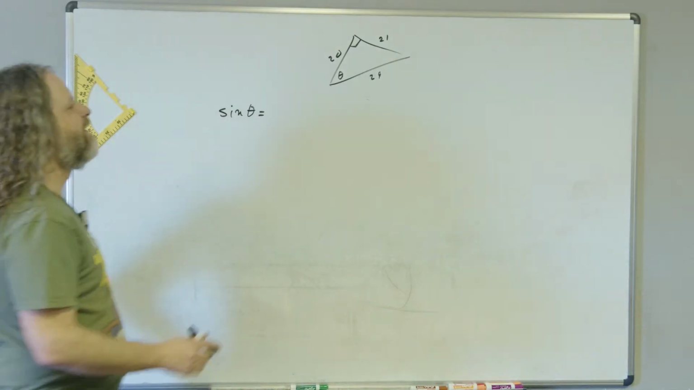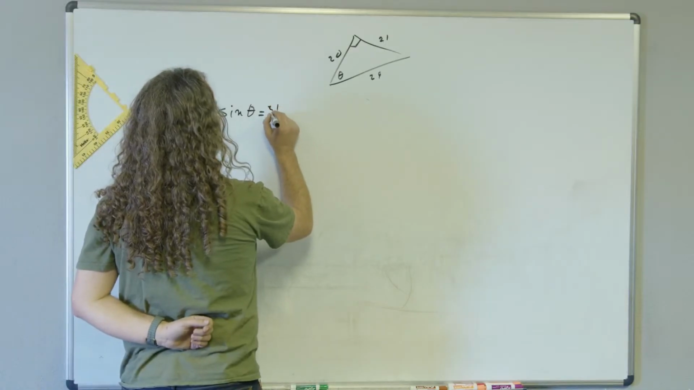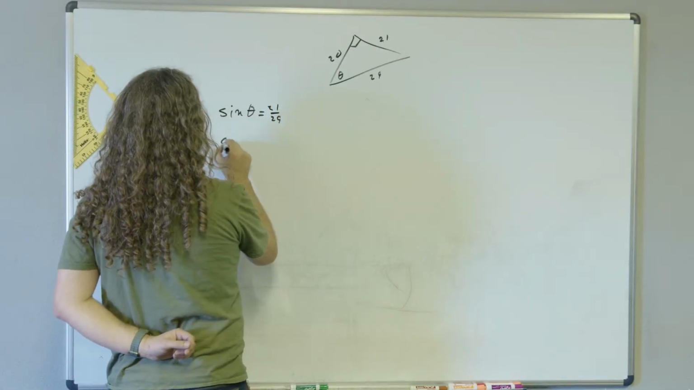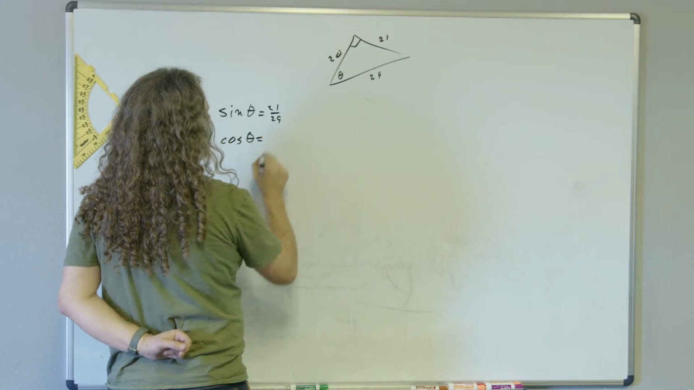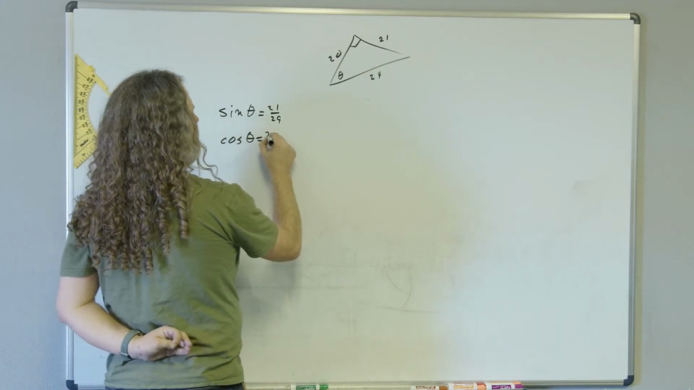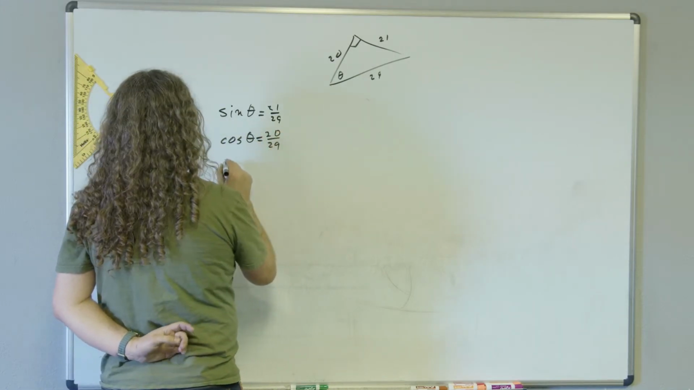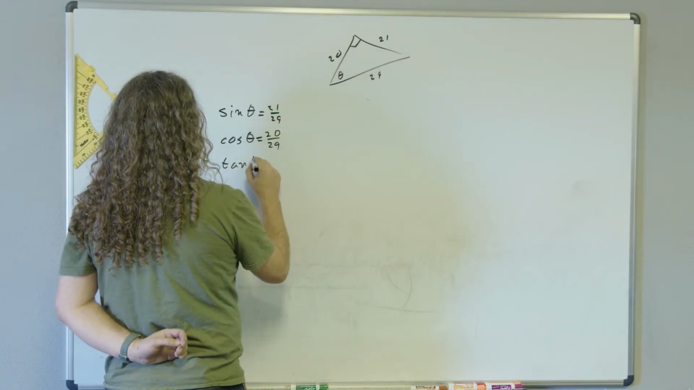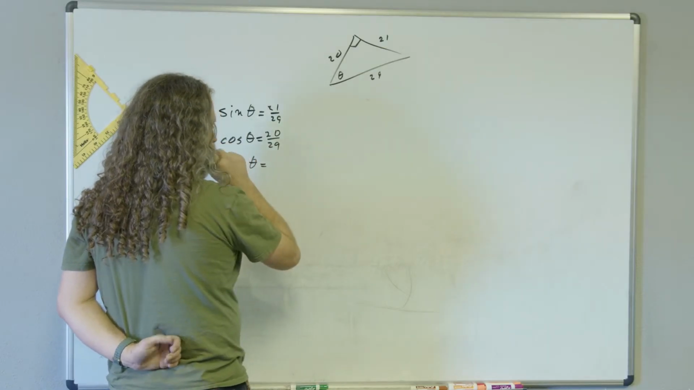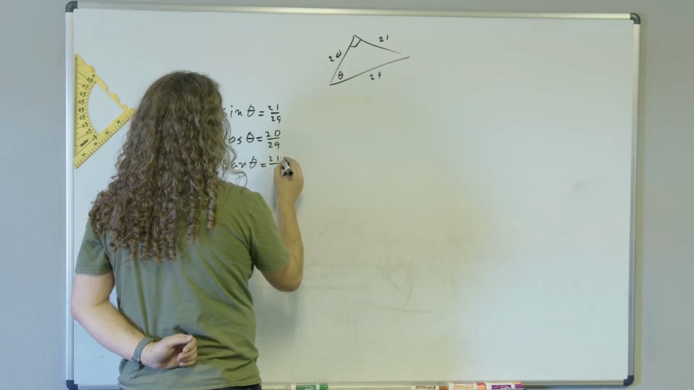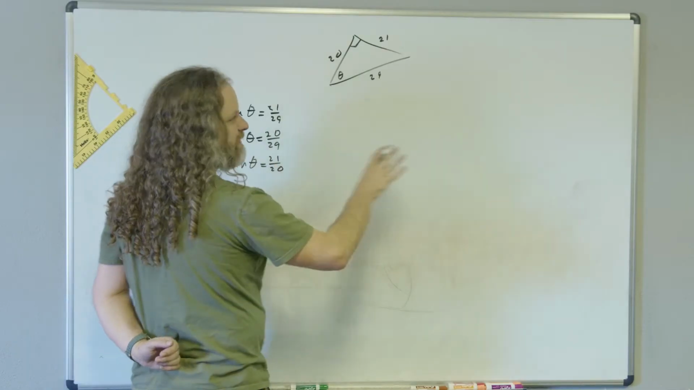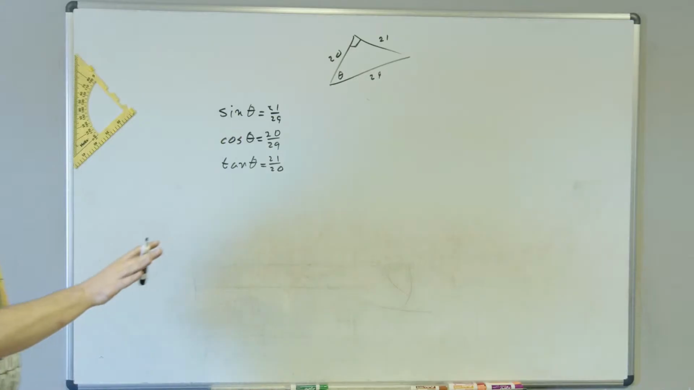21 over 29. 29ths. Easy money. What's the cosine of theta? Cosine. 20 over 29. 20 29ths. What's the tangent of theta? 21 over 20. 21 20ths. Right? That's easy money. You can finish that one out on your own, no problemo.